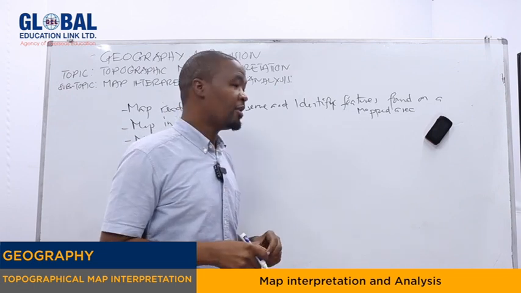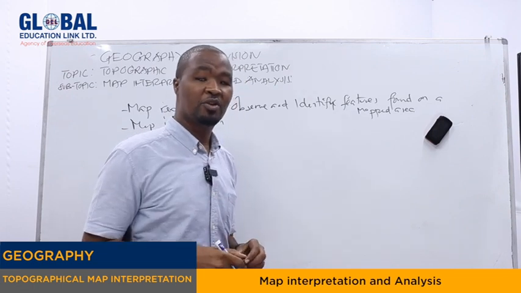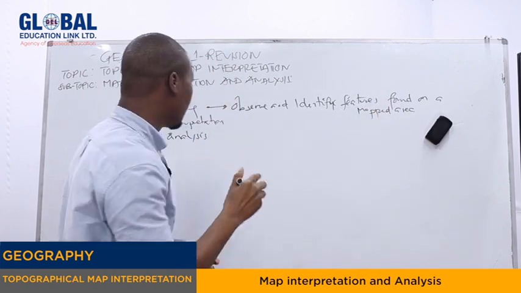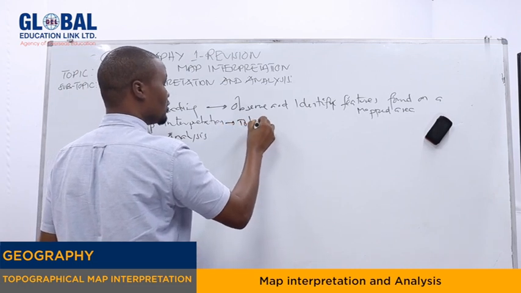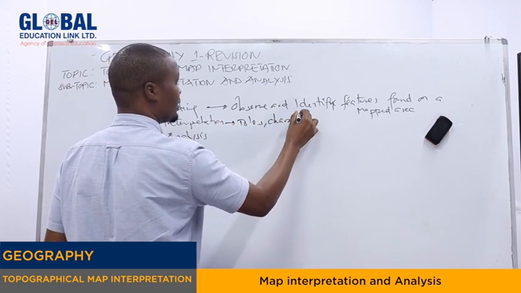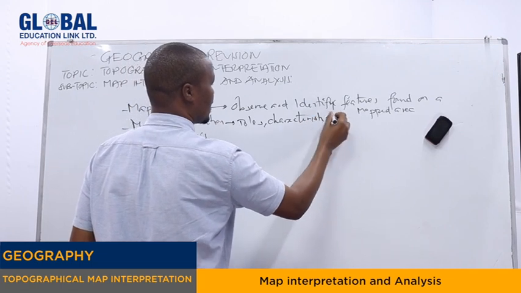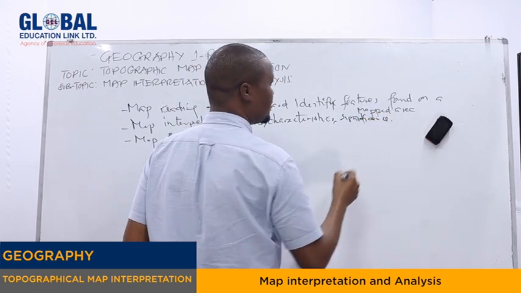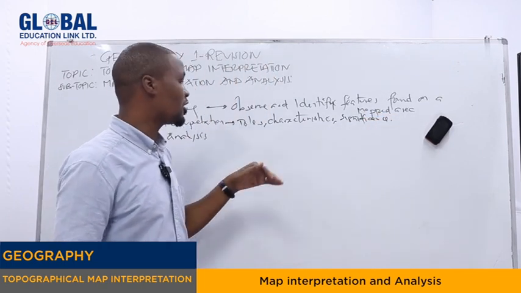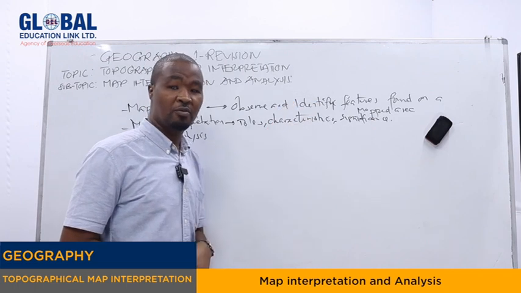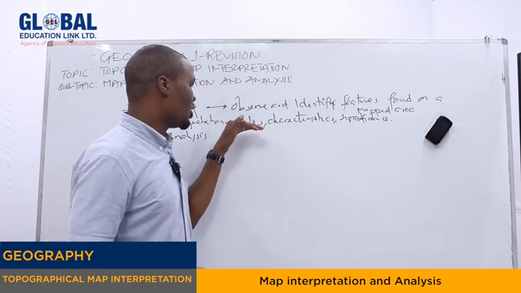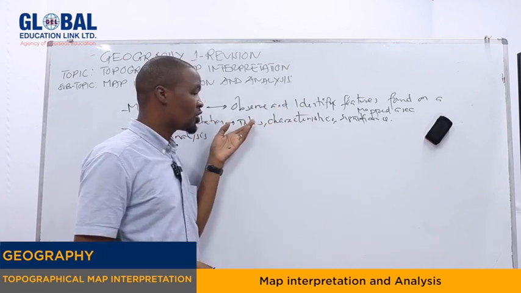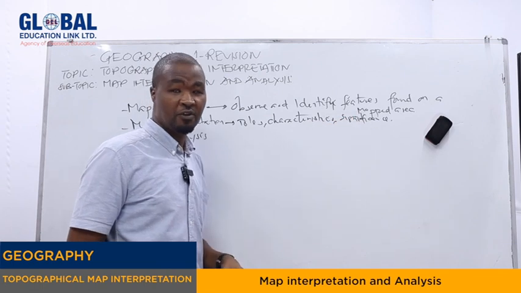But in map interpretation, it means you have to identify features found on the map area and explain their role, characteristic, and the significance of the features found on the mapped area. So you can see the difference. Here, you have just identified the features found on the mapped area, and then you leave it as it is. But here, you have to identify the features and then explain the role, the characteristics, and the significance of those features.